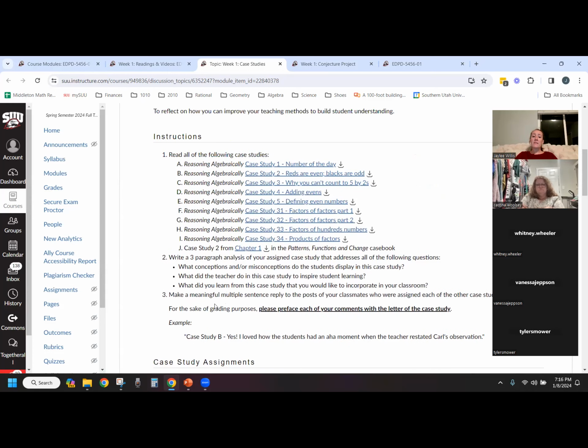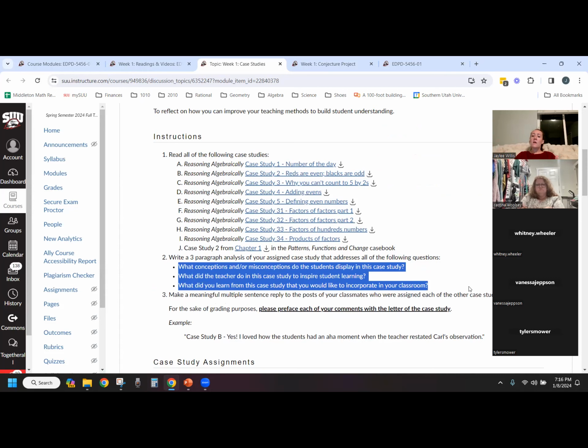Basically, for the assignment, you're going to write a 3-paragraph analysis of whatever case study you were assigned that addresses these 3 questions. You'll notice what conceptions or misconceptions the students in the case study are displaying, what the teacher did to inspire student learning, and what you learned from the case study that you'd like to incorporate in your classroom. So for whatever case study you're assigned, you'll answer those 3 questions in 3 paragraphs.